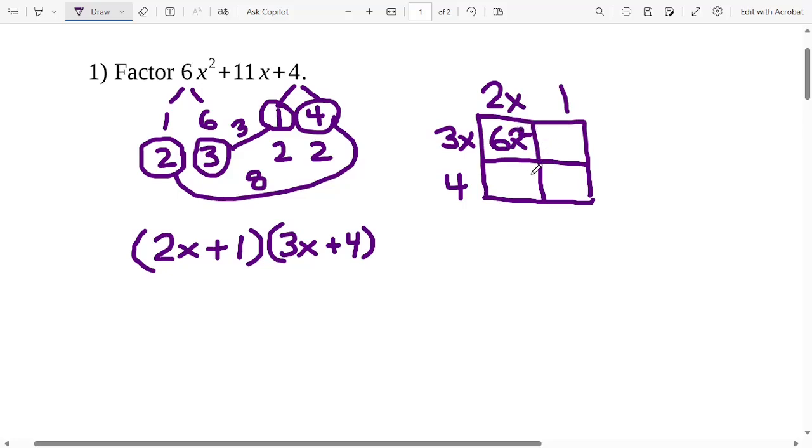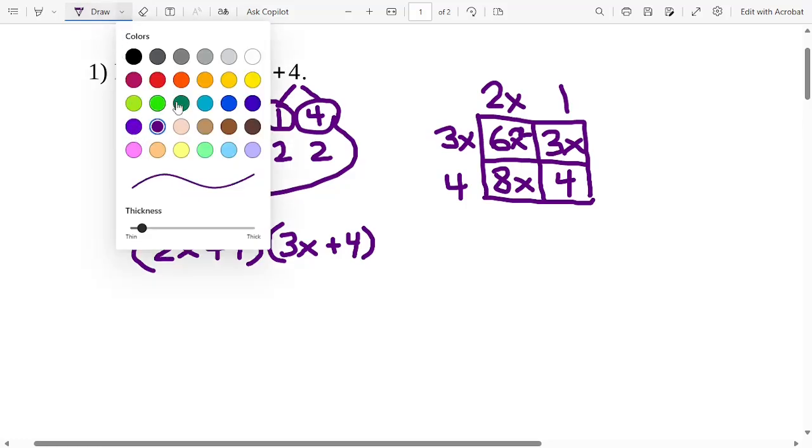That's a 6x squared. If I do 3x times 1, I get 3x. If I do 2x times 4, I get 8x. And if I do 4 times 1, I get 4. Okay, so let's make sure we've got everything.